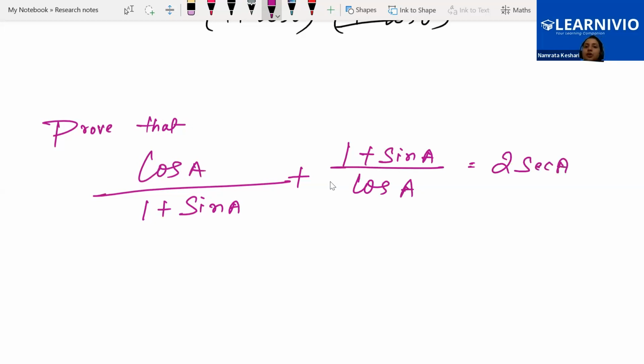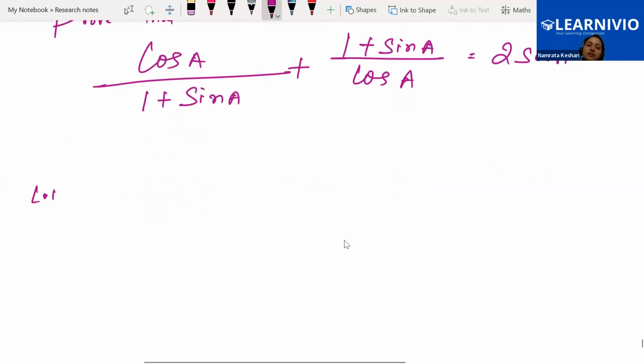Here, of course, you should be clear that we will be taking the left hand side because there is scope for simplification. If we take the right hand side, then we won't be able to think about anything apart from changing it in cos. So definitely we will be taking the left hand side. That is the only option, and we will try proving it equals the right hand side. Let's do it.